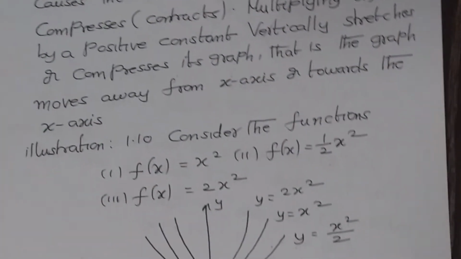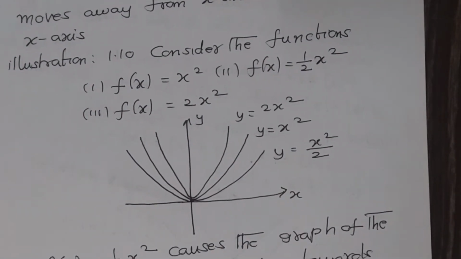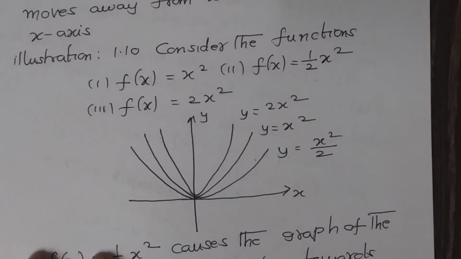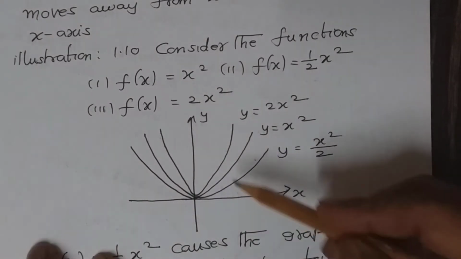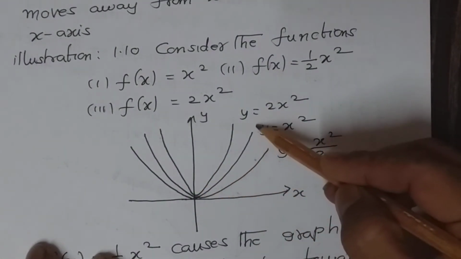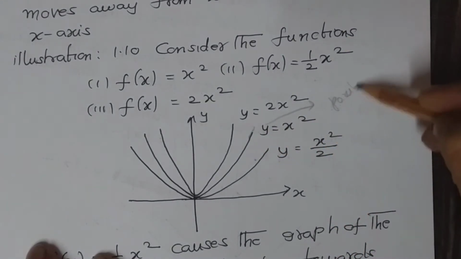Okay, for illustration we will see. Consider the graphs y is equal to f of x is equal to x square, f of x is equal to 1 by 2 x square, and f of x is equal to 2 x square. So this is the y is equal to x square graph. In reflections also we saw this upward parabola.